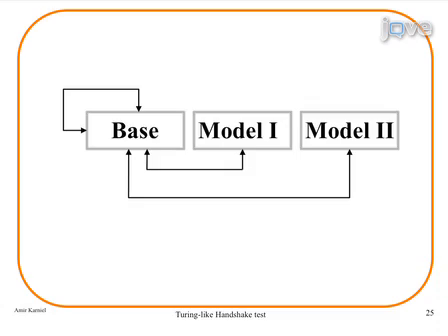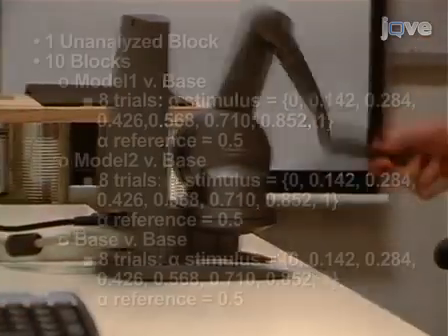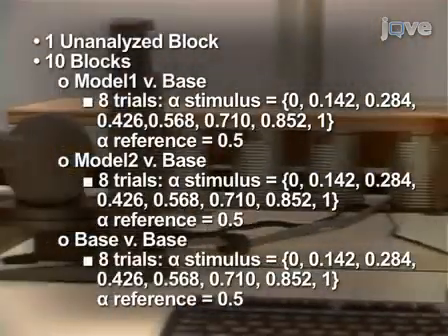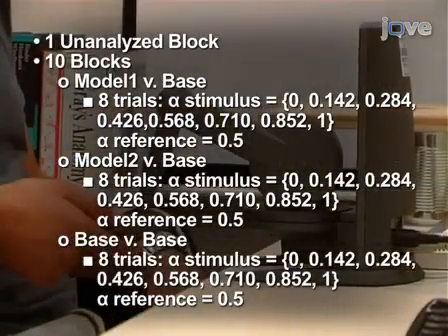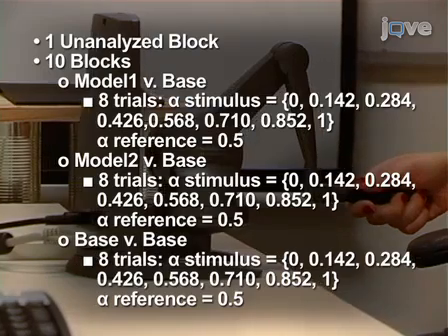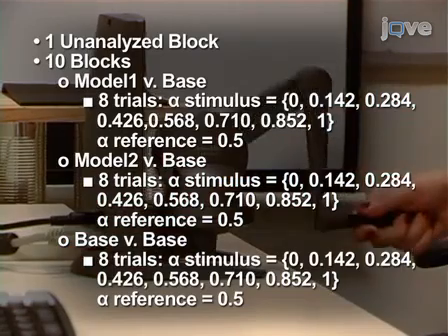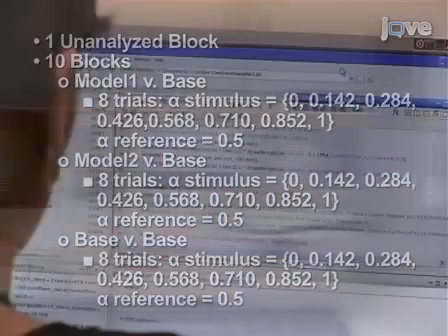This experiment compares 3 models, 2 test models and 1 base model. As in the pure protocol, this protocol begins with 1 unanalyzed block, followed by 10 experimental blocks. Each experimental block consists of 24 trials comprising each of the 8 linear combinations of model and human for each of the 3 model combinations.